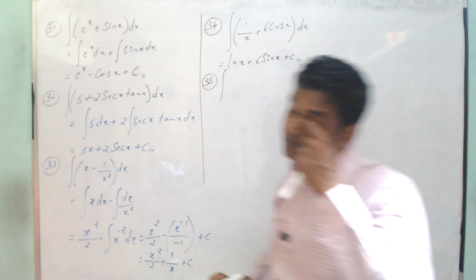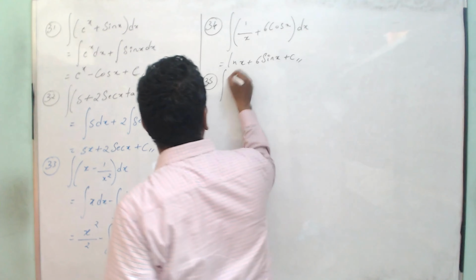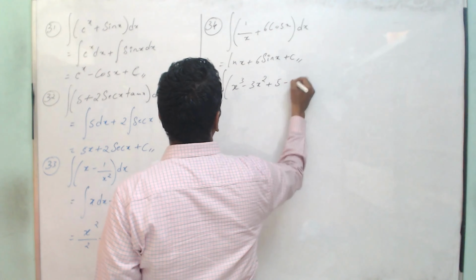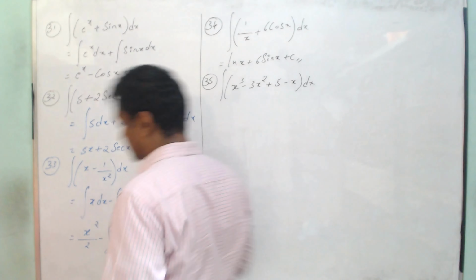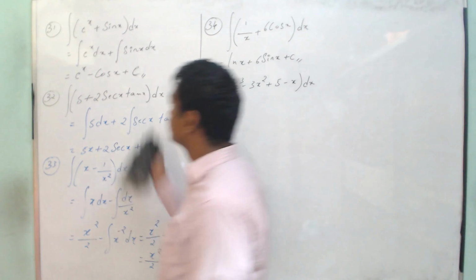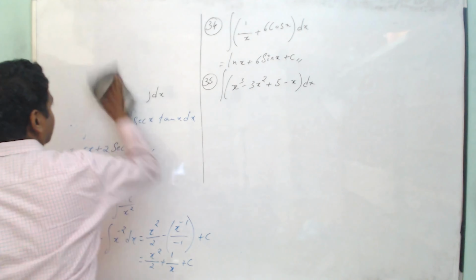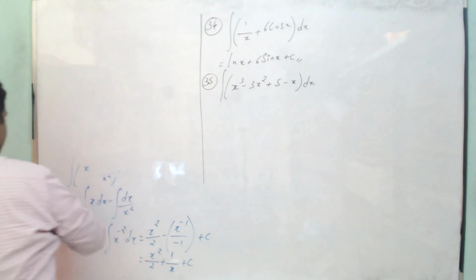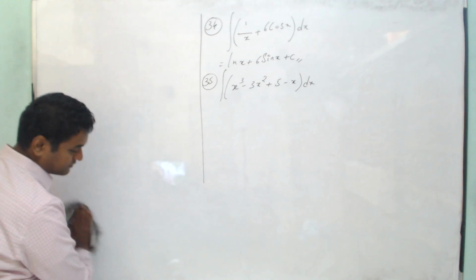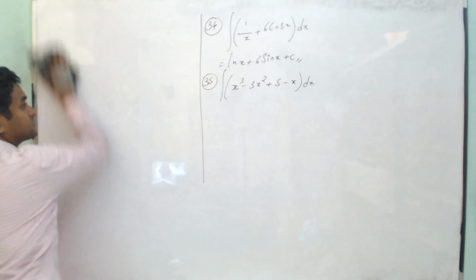35. Integral of 3x minus 3x square plus 5 minus x dx. Yeah. I don't know how to do integration of x cube. I am erasing the previous ones. Excuse me, I am completely blanking on how to integrate x to the power n or something or the other.